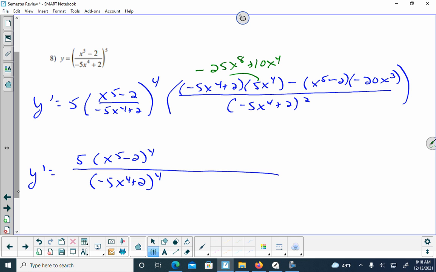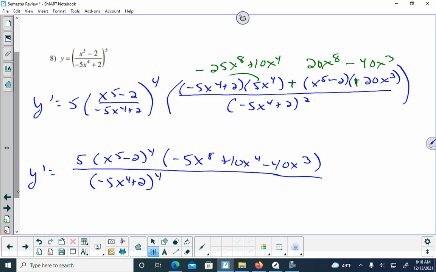Then this, can I do this? The negative times the negative will be positive. I think that'll make my life easier. So I'm going to have 20x to the 8th minus 40x to the 3rd. So when I multiply, combine like terms, so I end up with negative 5x to the 8th plus 10x to the 4th minus 40x to the 3rd. I think that's right. I hope that's right.